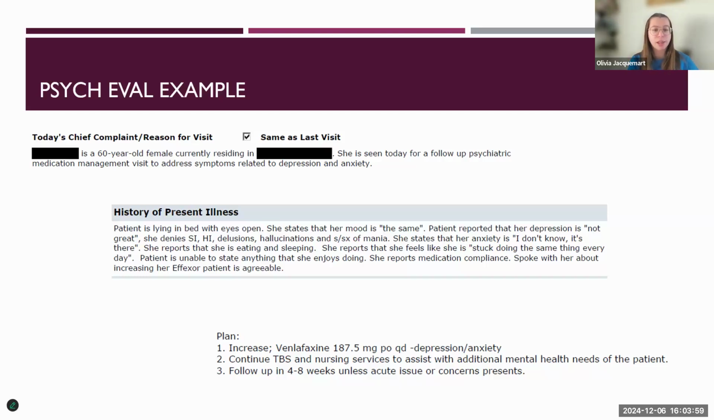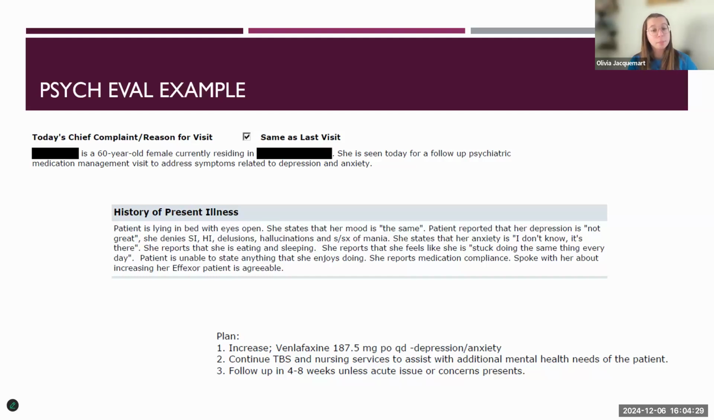Patient is lying in bed with eyes open. She states her mood is the same. Patient reported that her depression is not great. She denies SI, suicidal ideation, HI, homicidal ideation, delusions, hallucinations, or any symptoms of mania. She states that her anxiety is, I don't know, it's there. She reports that she is eating and sleeping. She reports that she feels like she is stuck doing the same thing every day. Patient is unable to state anything that she enjoys doing.